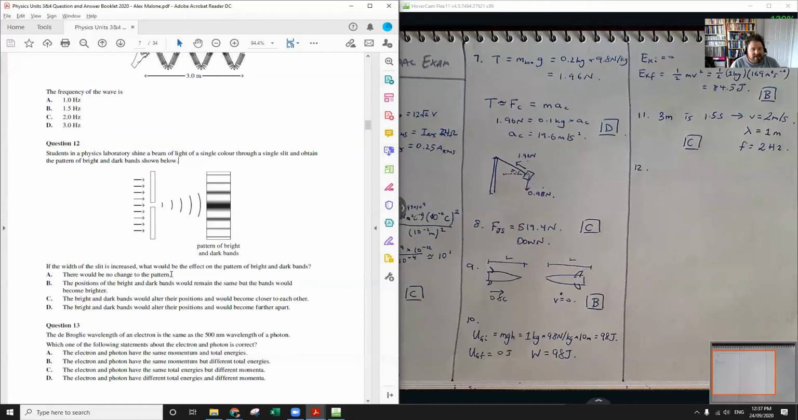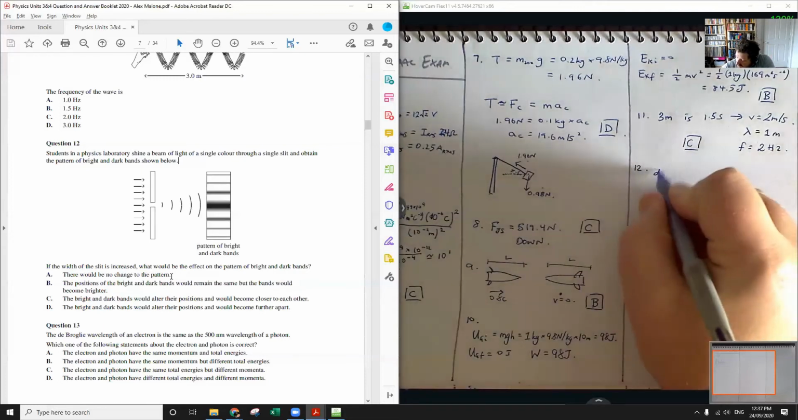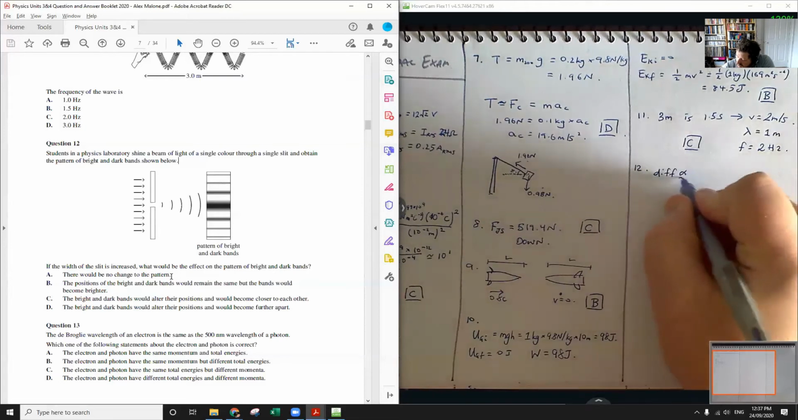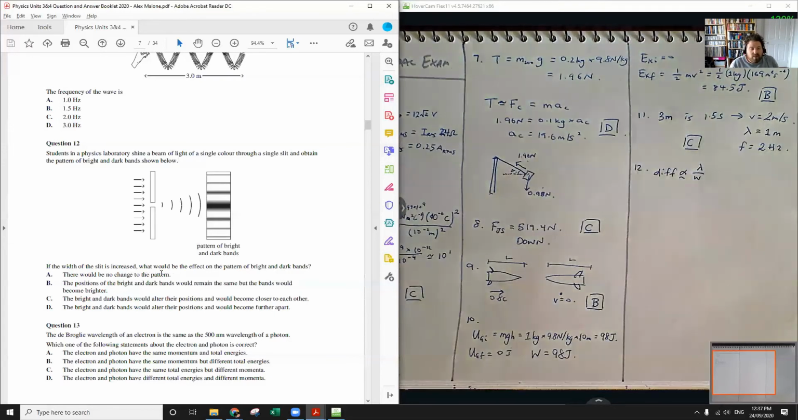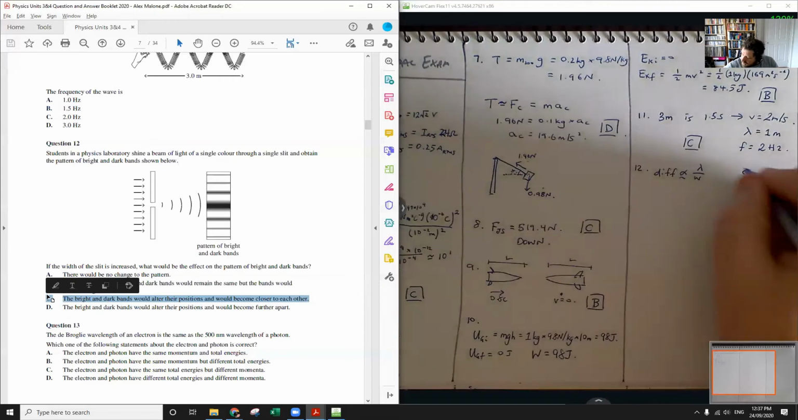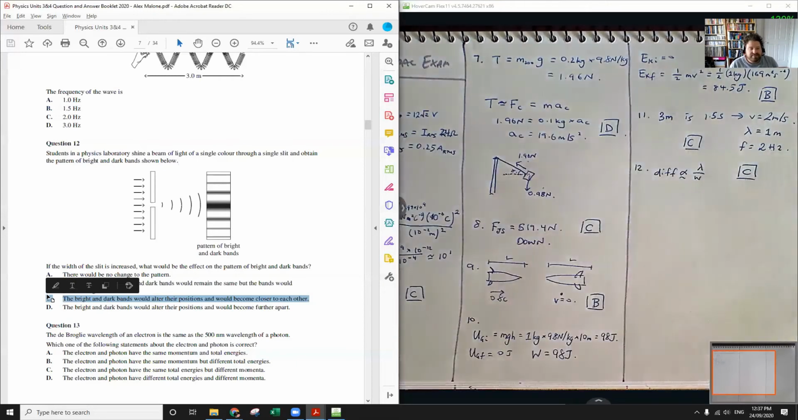There'd be no change in the pattern? Well, we'd expect a narrower pattern because diffraction is inversely related to the width of the gap. So we know that diffraction goes like lambda over the width of the gap. So if we have a wider gap, then we would expect less diffraction, so the beam gets narrowed. So we would expect the bands to become closer to each other. So C. We'd expect a narrower pattern.